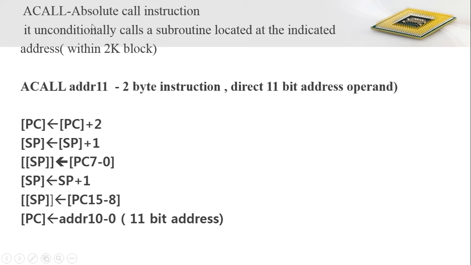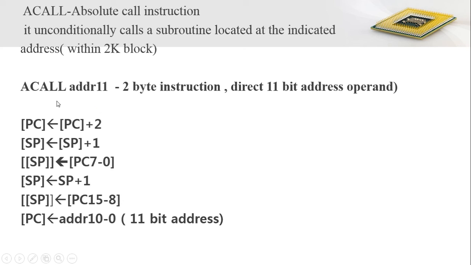Next, we have the ACALL instruction, the absolute call instruction. That means the calling main program body and the corresponding subroutine body must be present inside a 2 KB memory space. Inside 2 KB. So this ACALL is a 2-byte instruction in which the higher 5 bits form the opcode. That is, the opcode corresponding to ACALL is represented using the first 5 bits of the entire 2-byte instruction, and the least 11 bits form the target address. That means the starting address of the subroutine body.